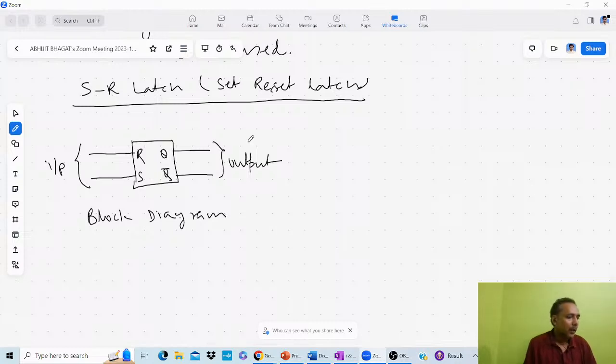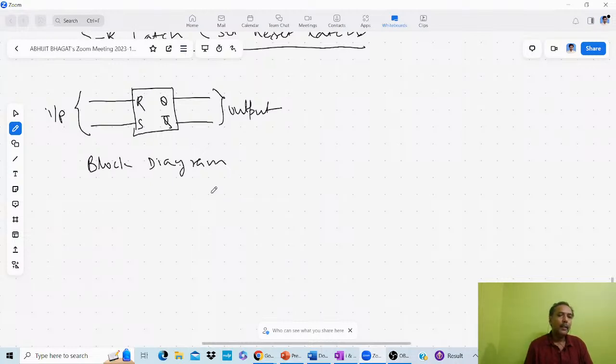Next, this SR latch is designed by the NOR gate or by the NAND gate. So first, I will discuss SR latch based on NOR gate, NOR based SR latch.